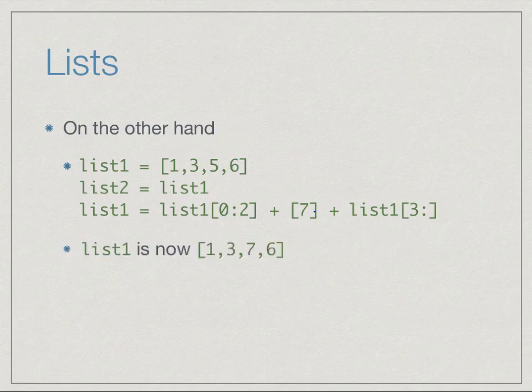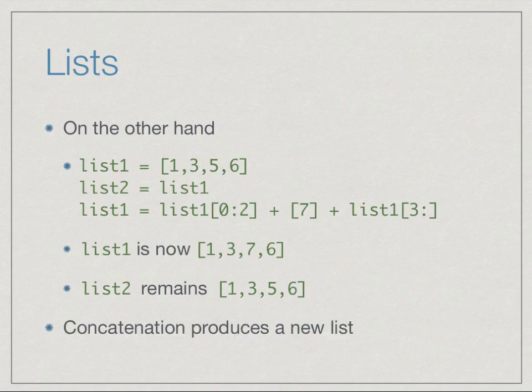But because I used plus, what I've done is I've created a new list, and therefore list 2 has not changed. In this case, list 2 remains 1, 3, 5, 6. So in other words, concatenation using plus results in producing a new list.